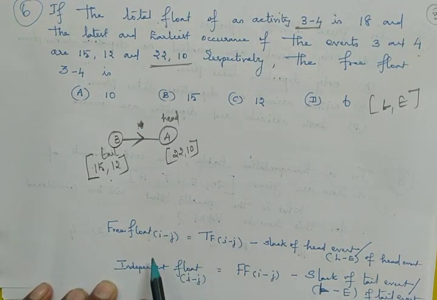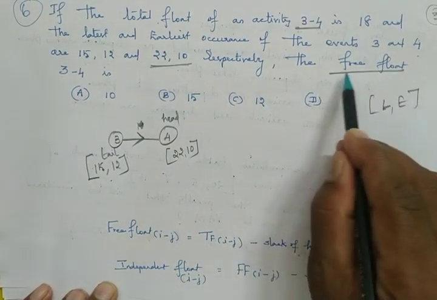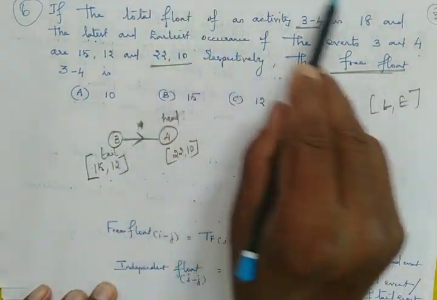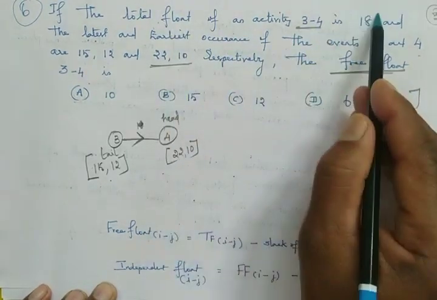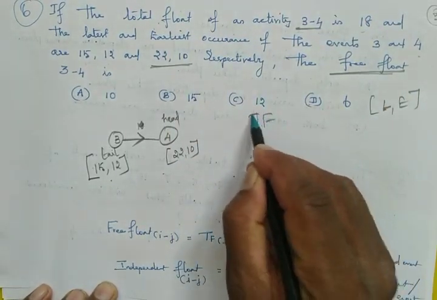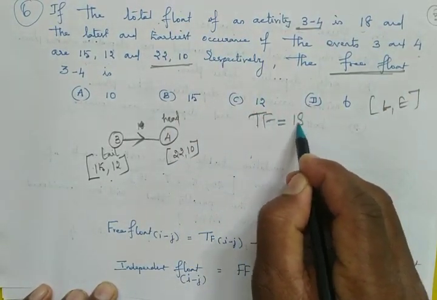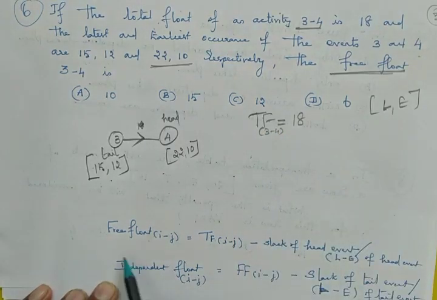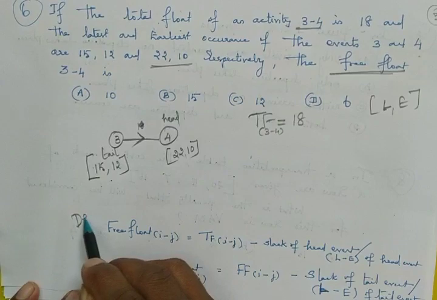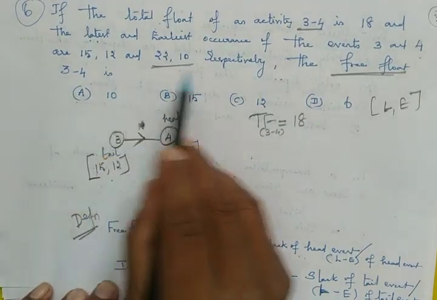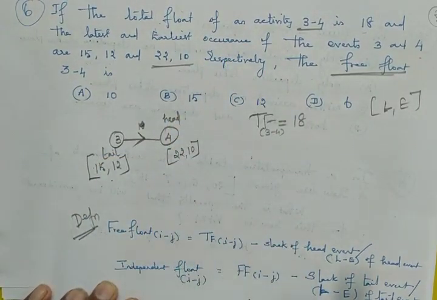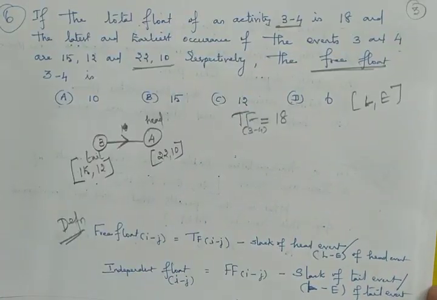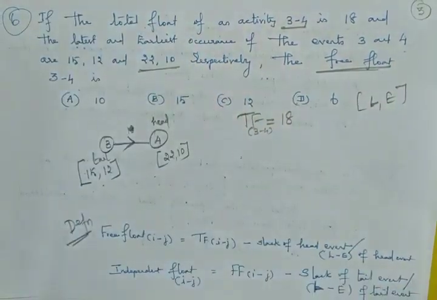So my question is the free float. They have given the total float of the activity, TF. The total float of 3 to 4 is given very clearly as 18. Now the general definition. This is a general definition, not about the particular case of this problem. First I explain the general definition of free float, then we will discuss the particular case, and it will be very clear.